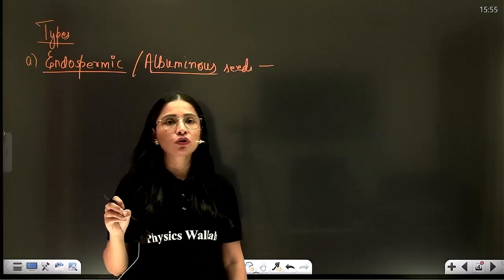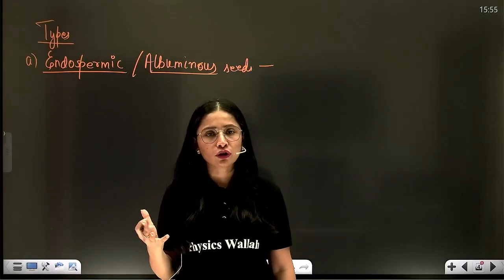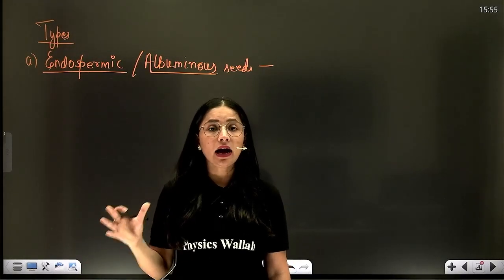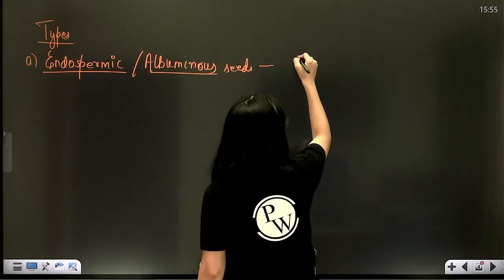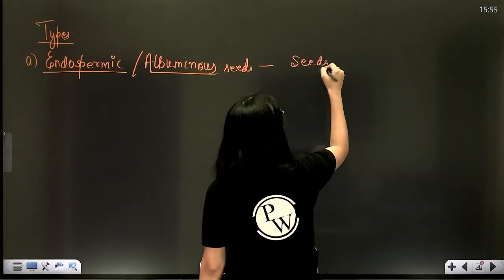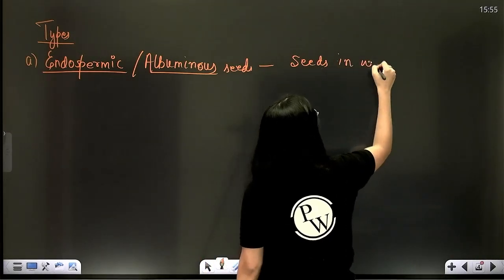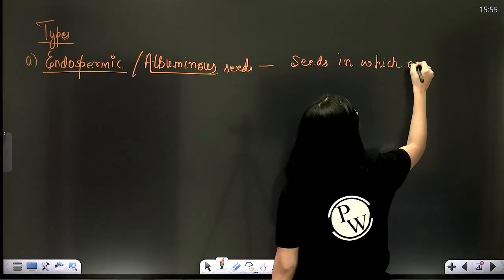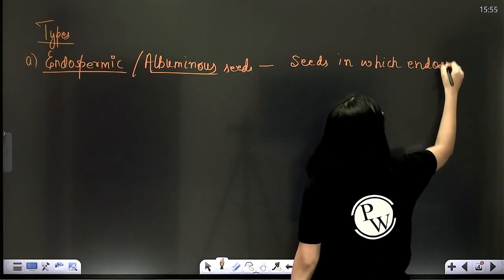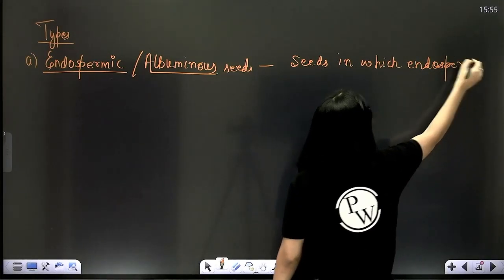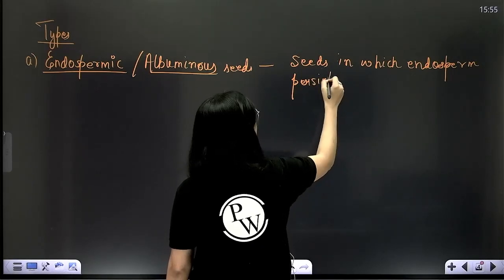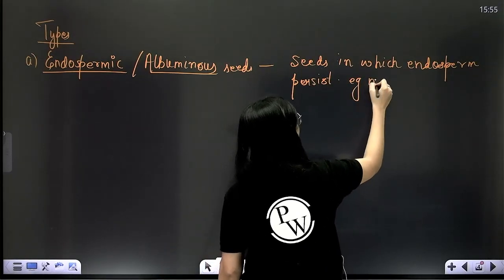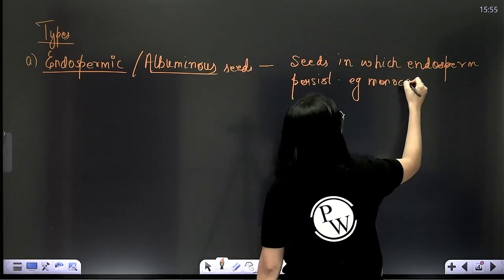Majority of the monocot seeds, except one or two like orchids, are endospermic seeds. So what are endospermic seeds? Seeds in which endosperm persists. Example: monocots except orchid.